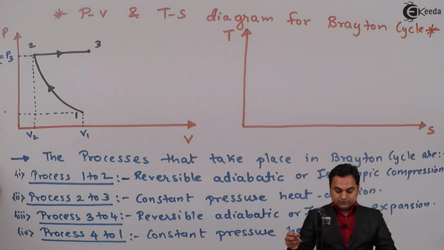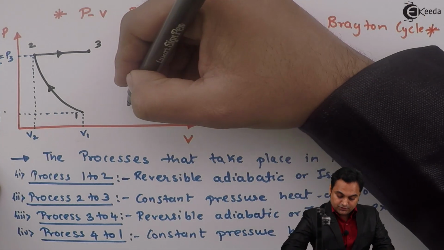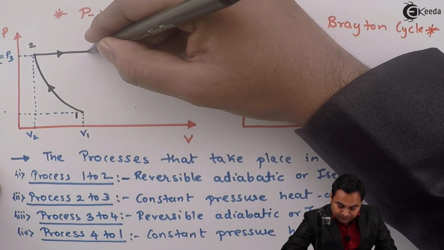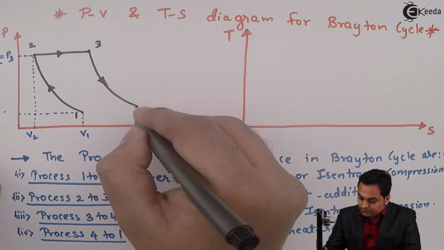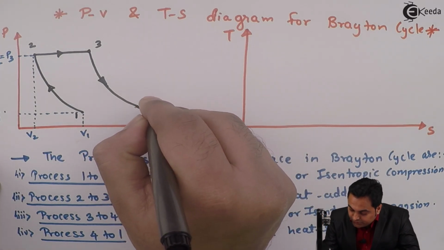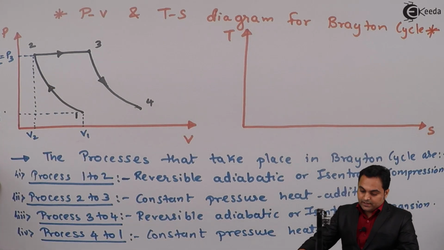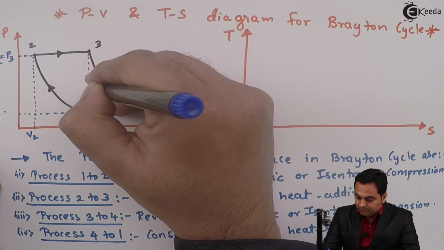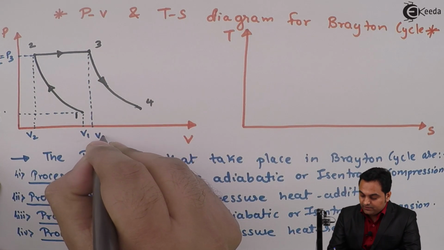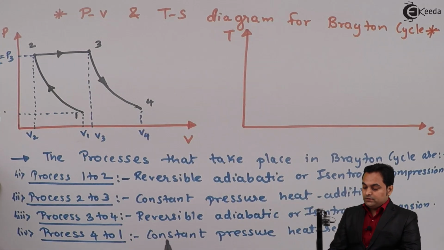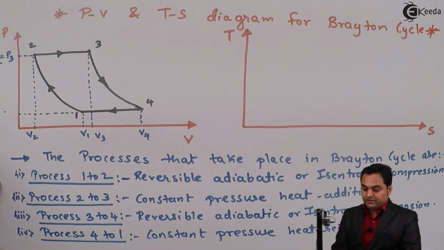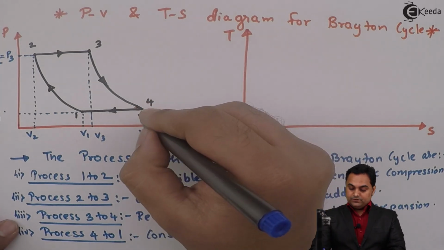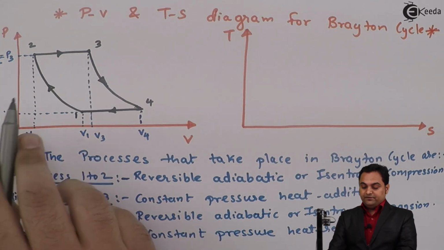Next, process 3 to 4 is reversible adiabatic or isentropic expansion. So like compression, even expansion will be a curve on the PV diagram. So 3 to 4 represents the expansion process, and as we see, before expansion the volume is V3, after expansion the volume is V4. Then from 4 to 1 it is constant pressure heat rejection, so again the pressure is kept constant from 4 to 1 and then the heat is rejected. So this is the Brayton cycle on the PV diagram.